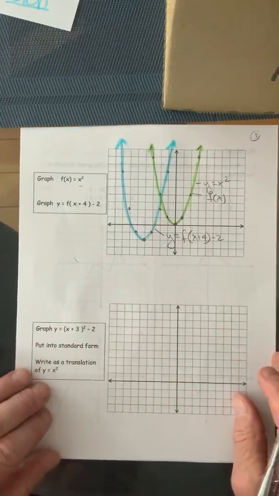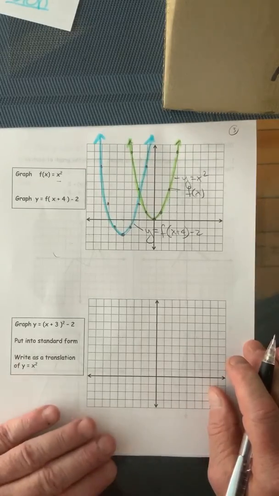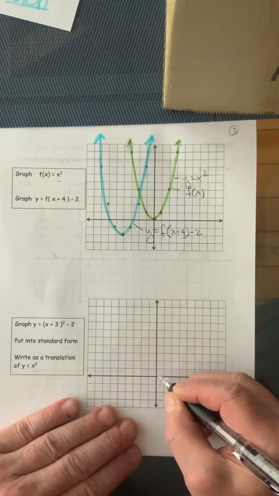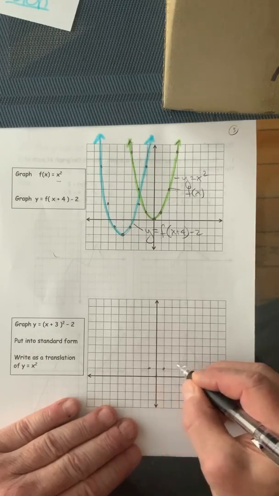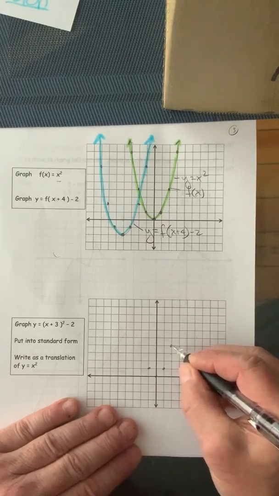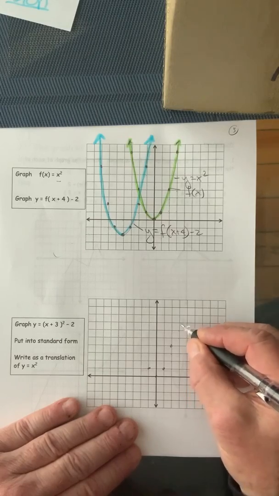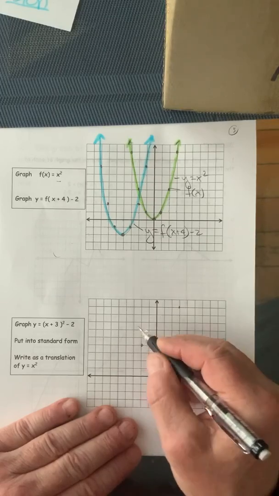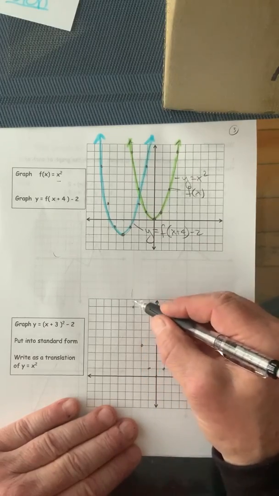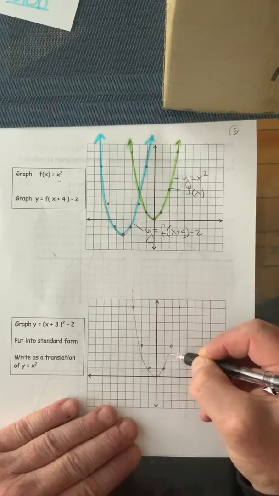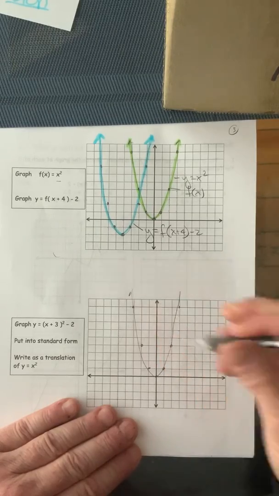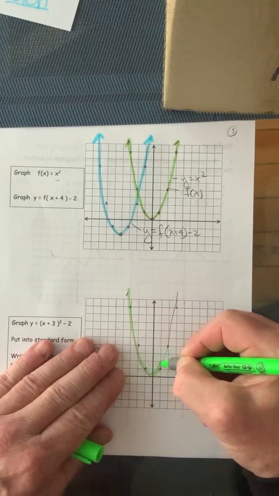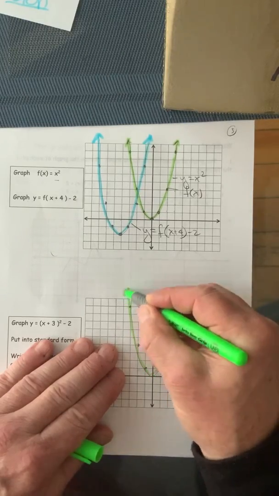All right. The next ones. Same thing. My basic function is x squared. 1, 2, 3, 4, 5, 6, 7, 8, 9. And I will get 1 over there, 1 over there, and I get a lovely parabola. Well, it's supposed to be a lovely parabola. I'll label it in a moment.